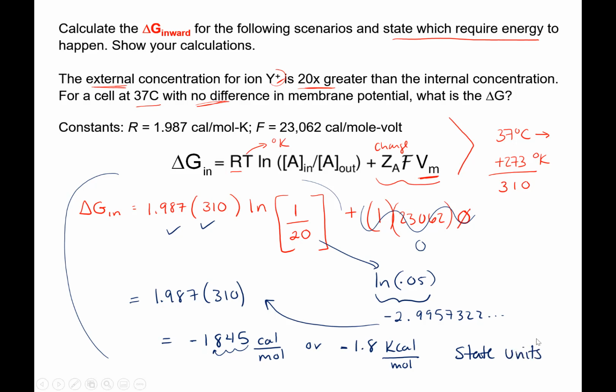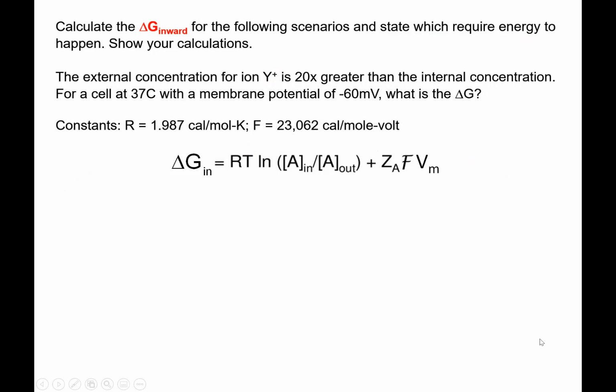All right, let's do another one. And what you might want to do is pause the video, do this one yourself, and then see if you come up with the same answer as me. So I'm going to do delta G in equals 1.987. The temperature, again, is 37, so plus 273 makes it 310.